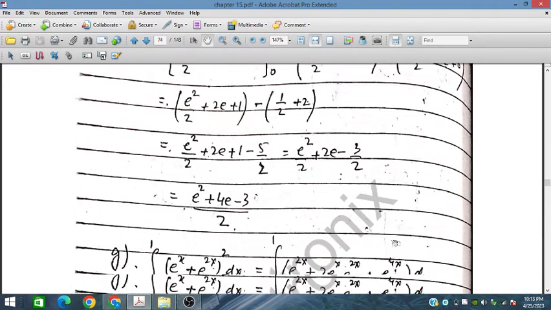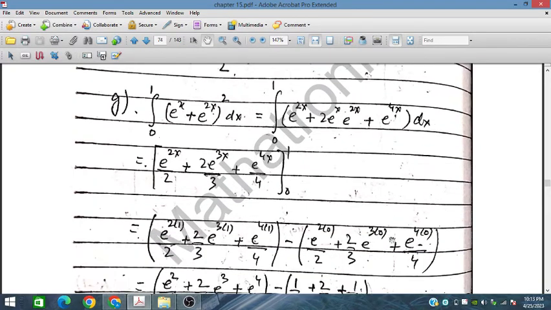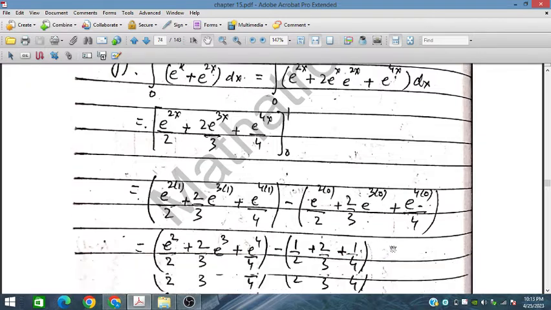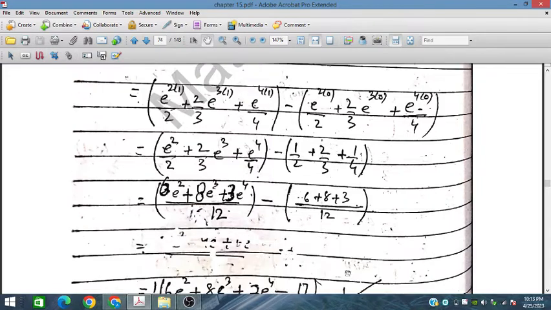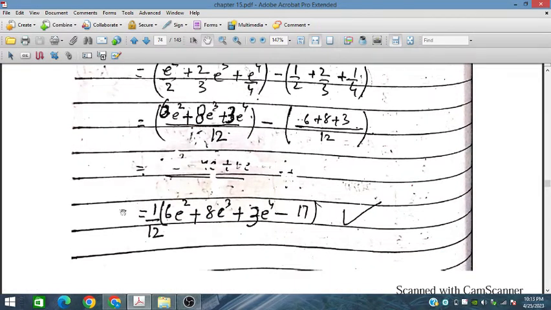Similarly, for this g part, we have the limits 0 to 1, of (e power x plus e power 2x) whole square dx. On opening this (a plus b) whole square, this becomes this, and on solving the individual integrals, this part is here and this part is here, and then substitution. On substituting the limits, we get this result. On simplification, we have obtained this result, and finally we got this result.